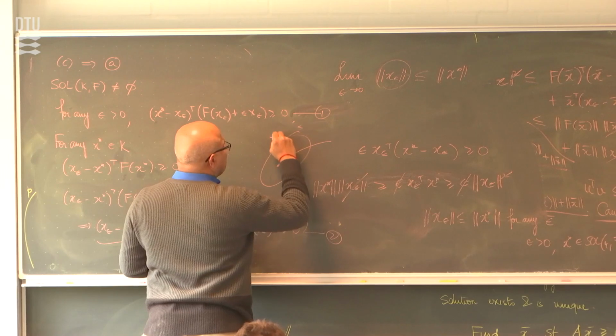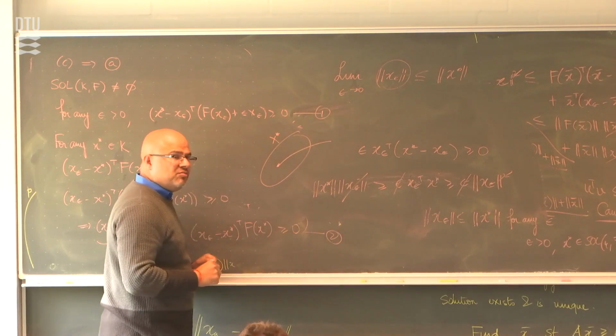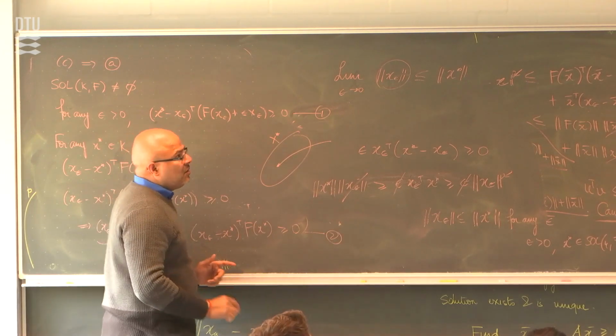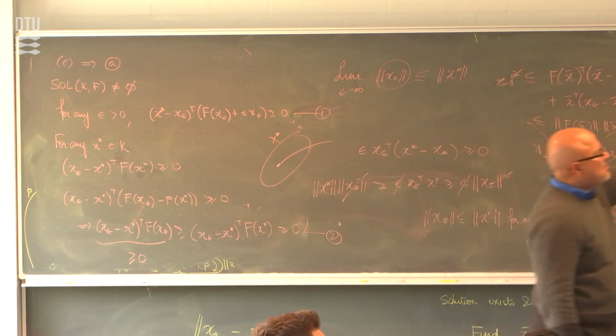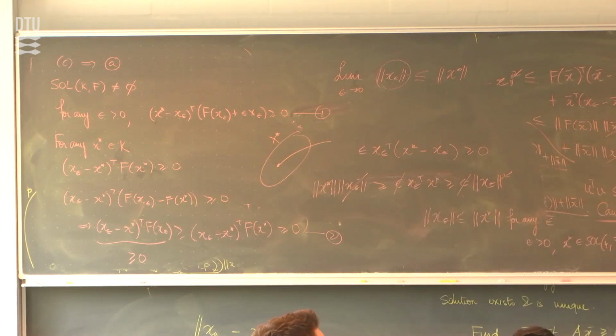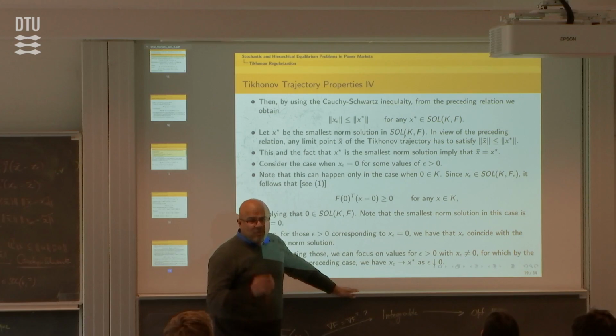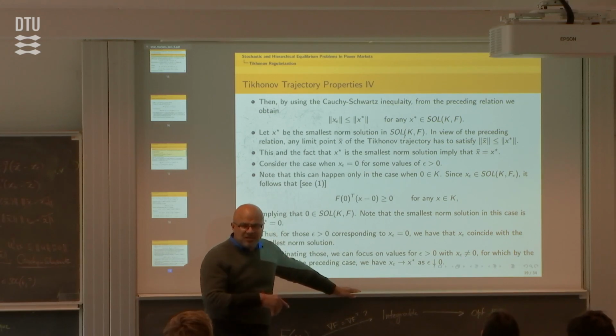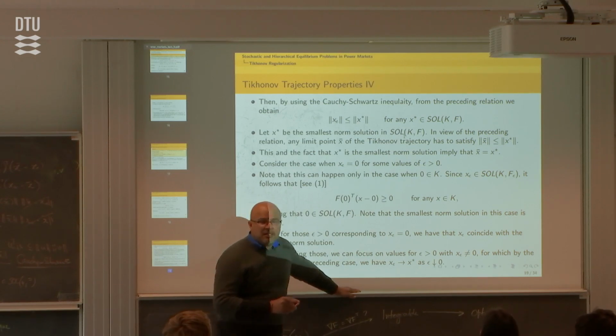It doesn't just converge to any solution, but to the least norm solution. So you can see this, because x epsilon is less than x star for any x star. So if the one thing that you want to take away from this discussion is the Tikhonov trajectory is convergent for monotone maps, and that it converges not to an arbitrary solution, but the least norm solution.